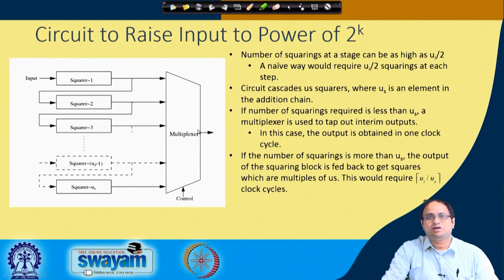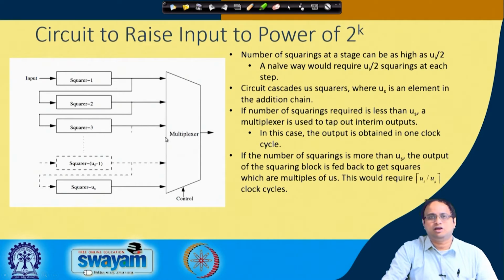On the other hand, if the number of squarings is more than US, then you have to essentially feed this result back, okay, and you have to do ceil(UI/US) number of cycles. Okay. So, you have to basically keep on applying this one after the other, and you have to get the corresponding result. Okay.